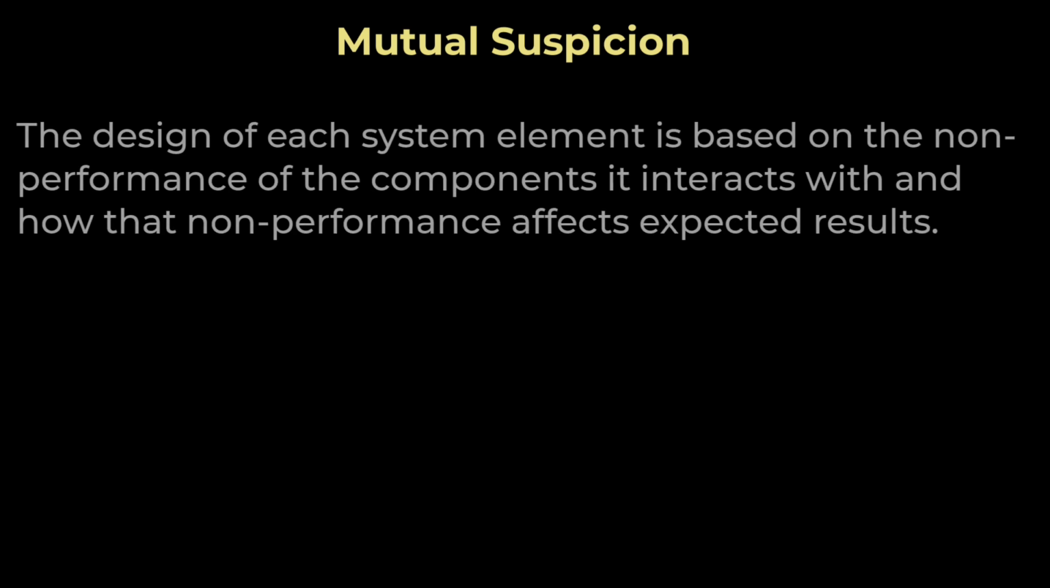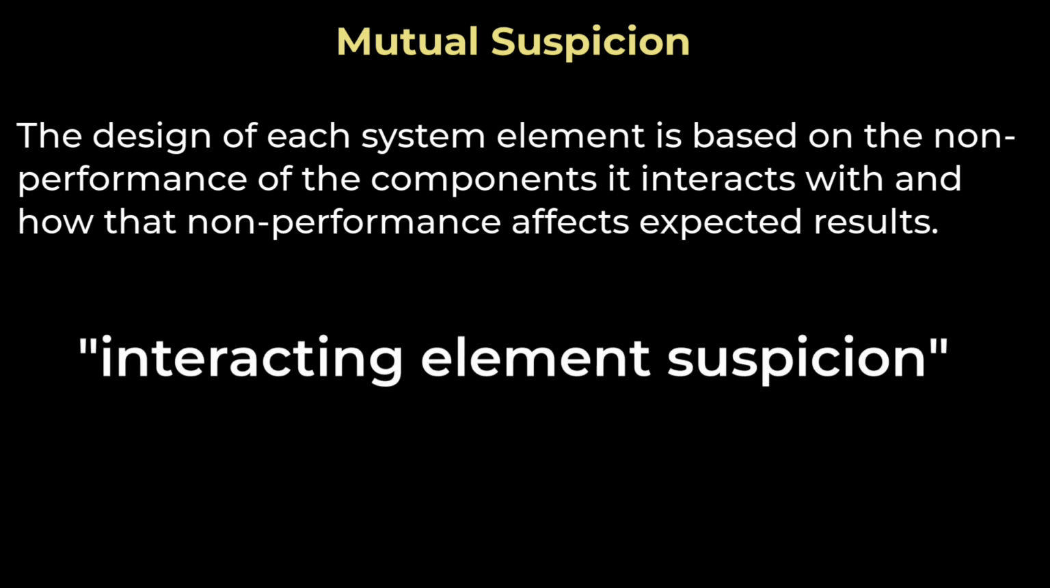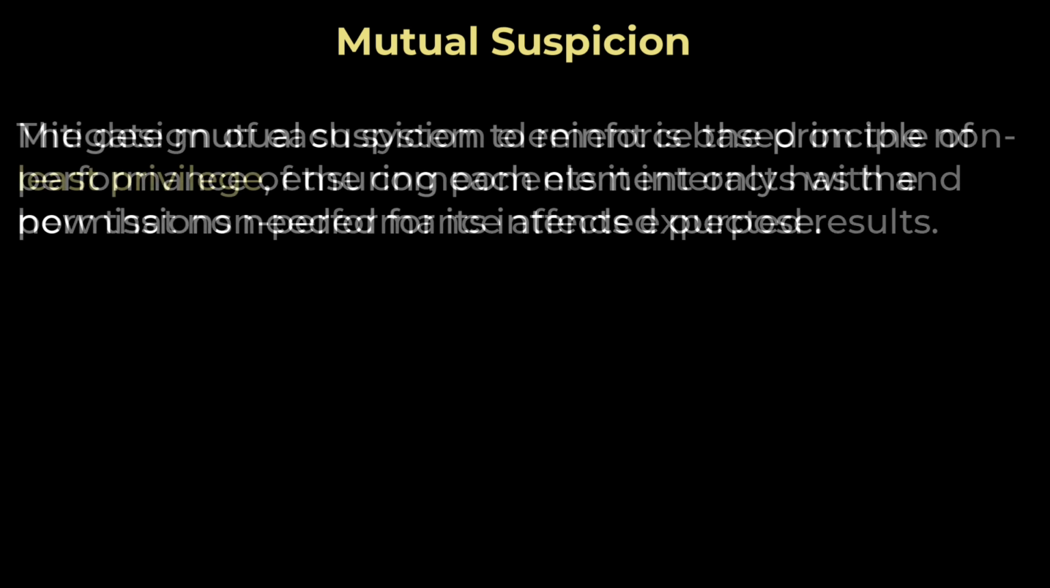The following situations are covered by this suspicion, which is predicated on: The design of the system element of interest is based on the non-performance of the components it interacts with, and how that non-performance can affect the behavior and results of the component of interest. This is known as interacting element suspicion or mutual suspicion. The design for the system element of interest must consider its non-performance independent of any external influence.